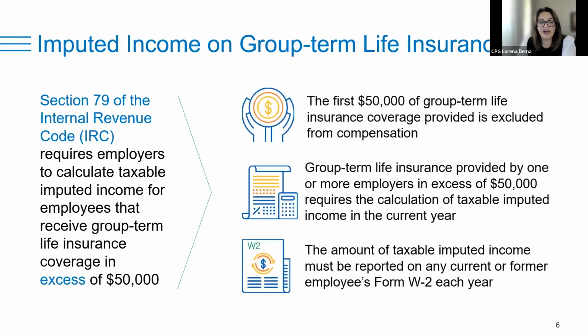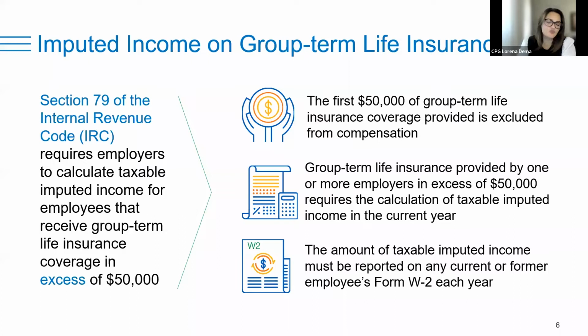So what exactly does the IRC Section 79 table say? It requires all of the employers to calculate the taxable imputed income for employees that receive any group term life insurance that exceeds $50,000. So what this essentially means is that the first $50,000 of group term life insurance coverage is excluded from compensation. There is no tax consequence if the total amount of these policies is equal to or less than $50,000. Any group term life insurance provided by one or more employers that exceeds $50,000 requires the calculation of taxable imputed income for the current year.